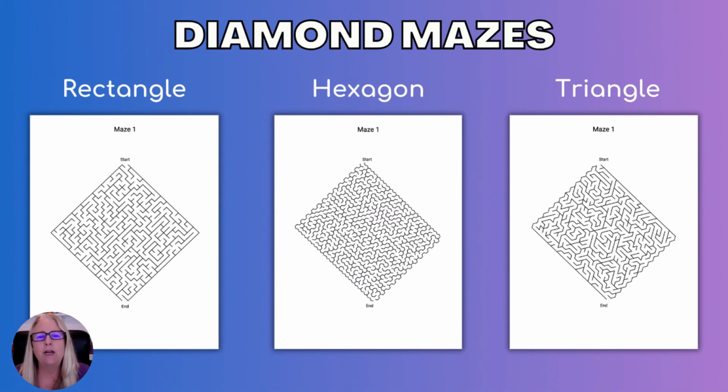The next type you can create is a diamond-shaped maze. You can select between rectangle, hexagon, or triangle for the inside shape of this maze type. You can set the maze height for these mazes with values ranging between 5 and 40.